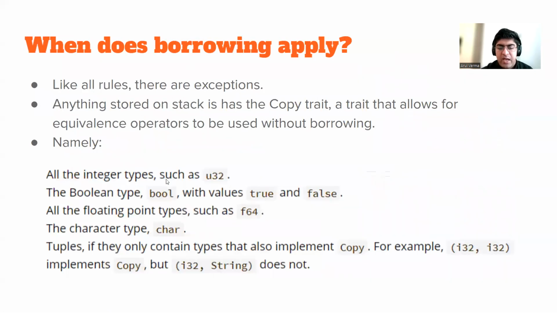As you can see, copy is specific to a lot of your stack data. So strings are not something that you can use copy for. Vectors are not something you can use copy for. They're purely for static data types: uints, ints, bools, characters, floats. And tuples can also implement copy, but they're only copyable if both of the types in your tuple also implement copy. So you can do i32, i32, but you cannot do i32 and string.